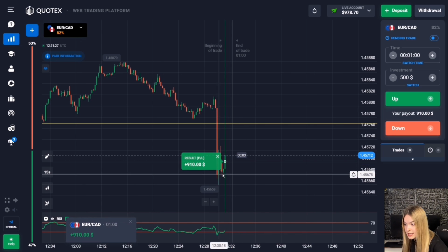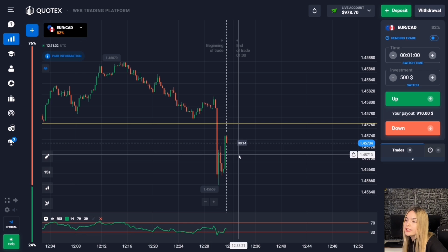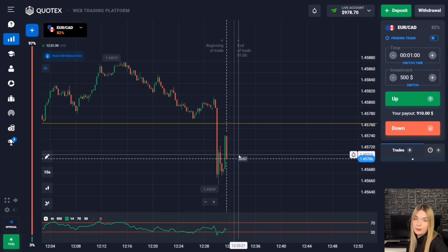Alright, as you can see, the price really rolled up and we made a profit here. I have just worked on the correction after breaking through the support level. Everything is going great, guys. Let's continue with the next situation on the market.